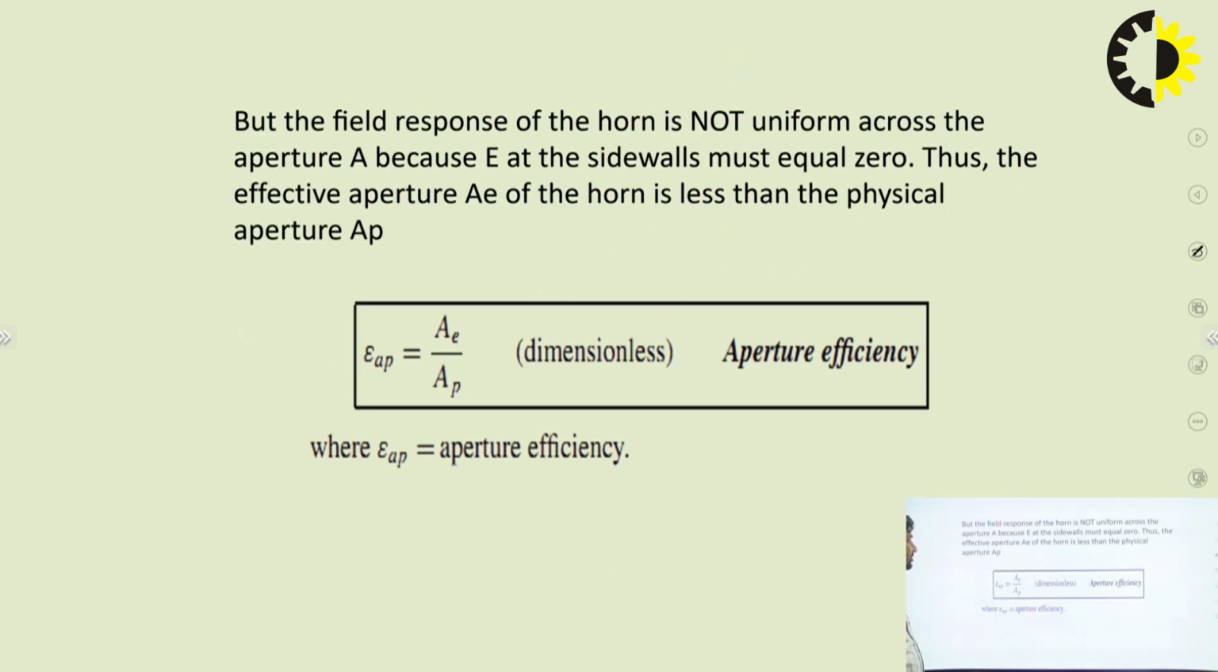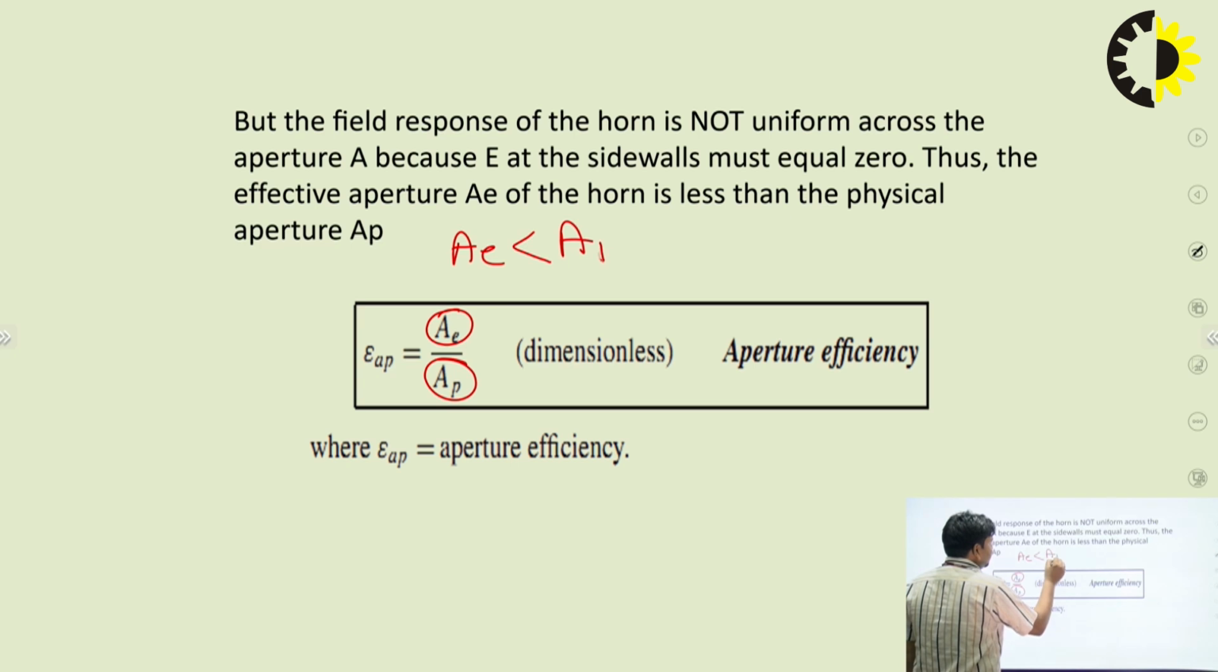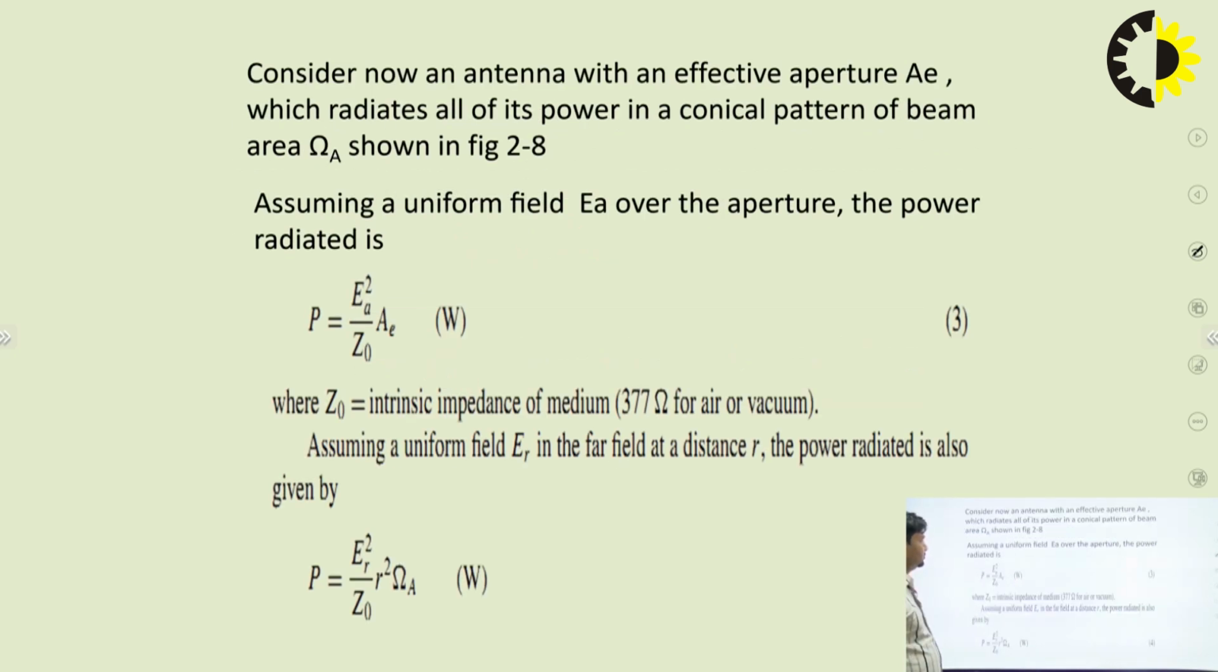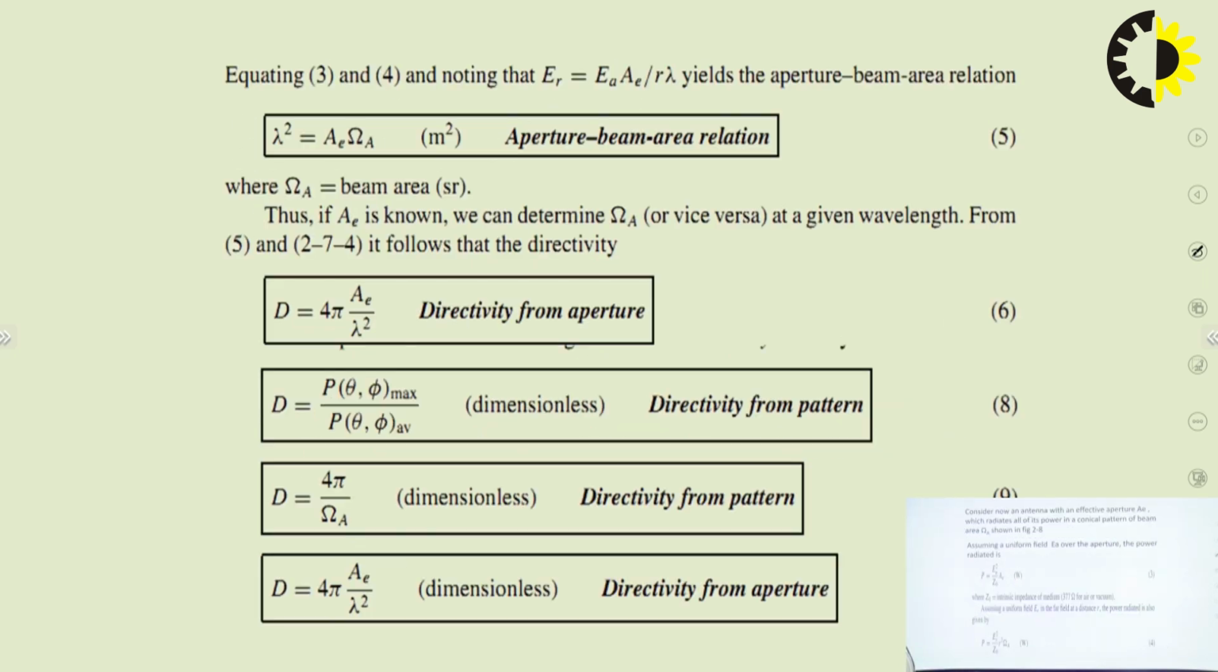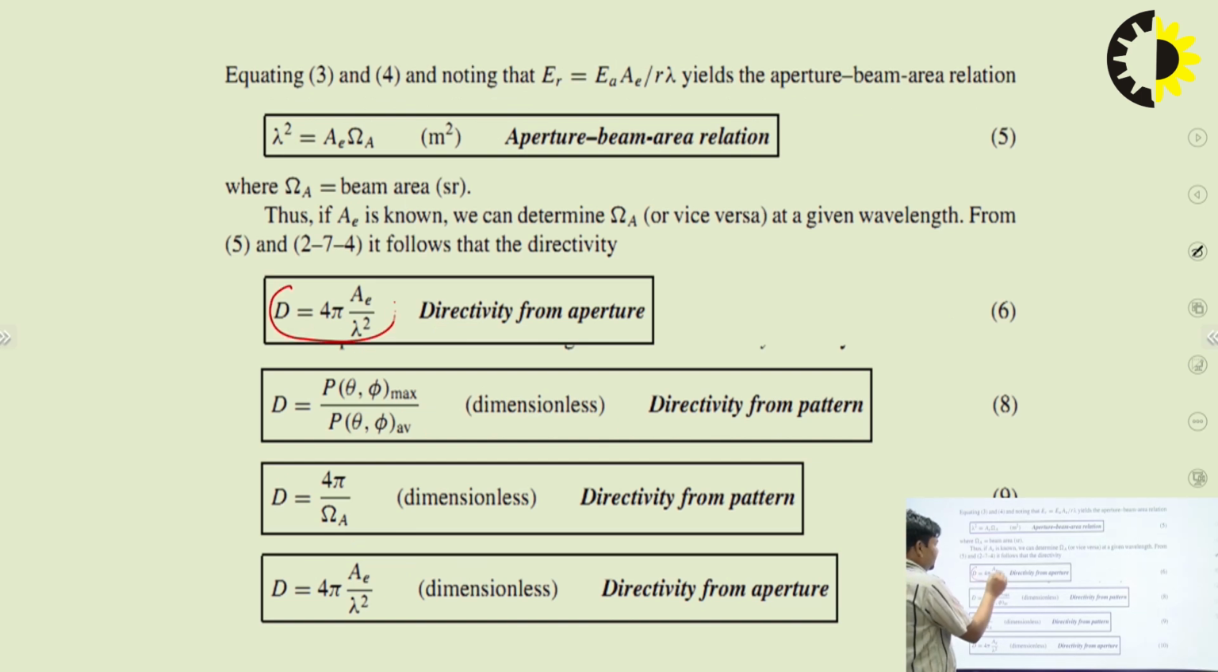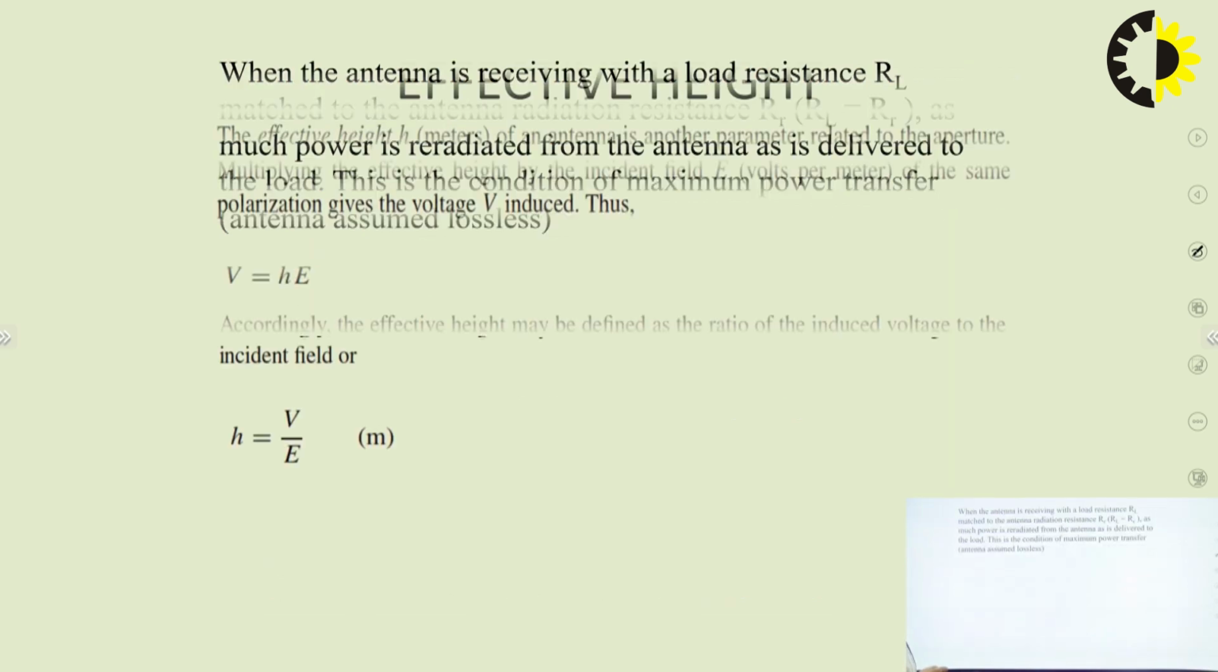What is aperture efficiency? It is the ratio of the effective aperture area to the physical aperture area, and that is called the aperture efficiency. In this case, the effective aperture area is always less than the physical aperture area. This is an example. Directivity in terms of the aperture area is 4 pi A_E upon lambda square.